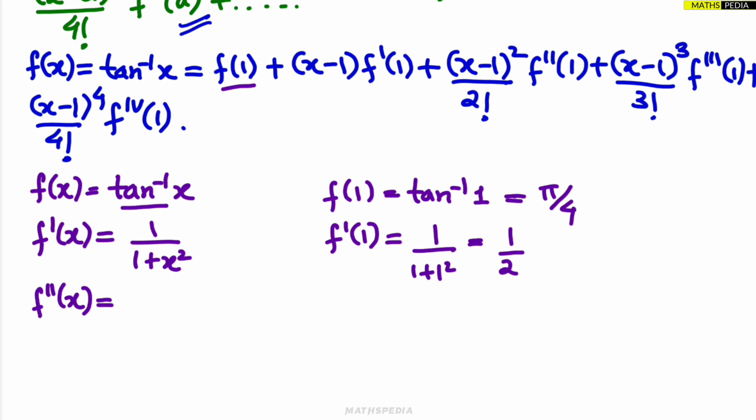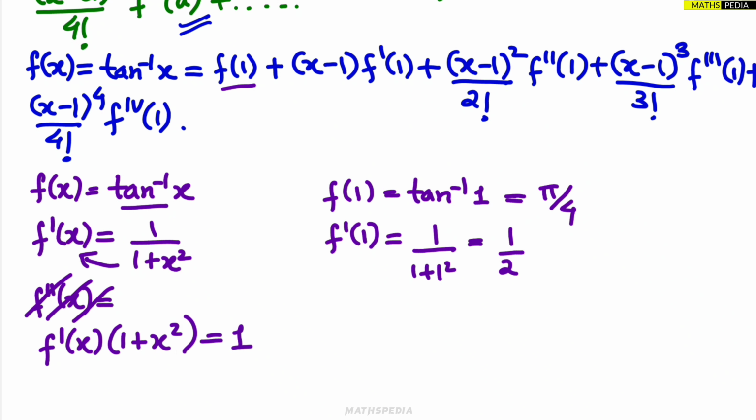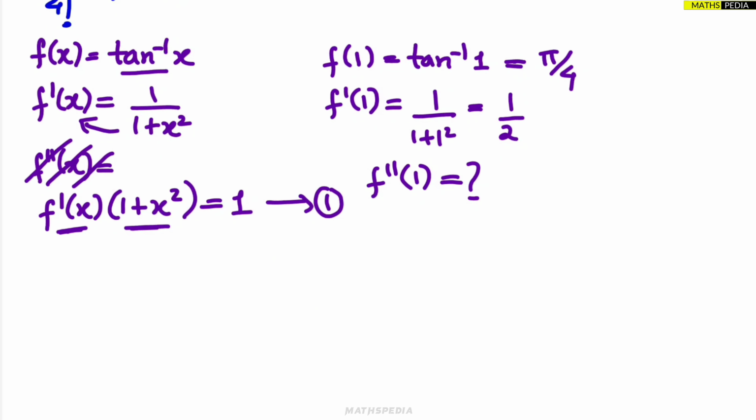So f double dash of x, how are we going to find it out? Let us see. This particular thing, if you multiply here, it will be f dash of x into (1 plus x square) equal to 1, right? Which value do I need next? I need f double dash of 1, right? This is the value I need. So I'm going to differentiate this particular equation. Let me name it as 1. So this particular equation I am going to differentiate using the product rule, first function into second function. The product rule you might have studied.